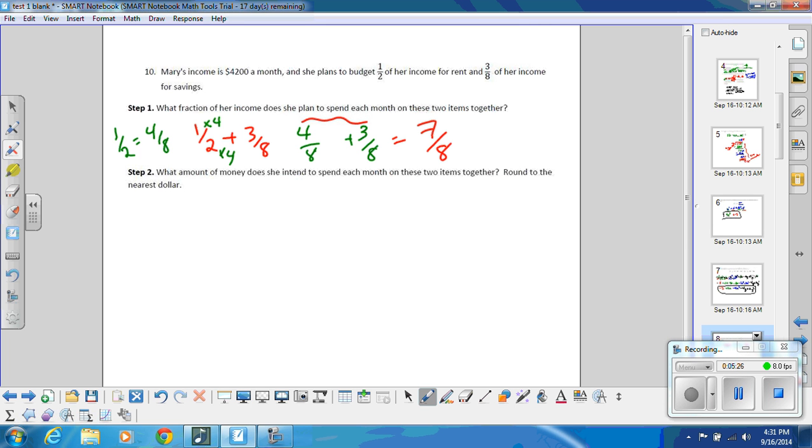The next part says, what amount of money does she intend to spend? So in this case, I need to multiply. I need to take 7/8 and multiply by her income, $4,200. Now, this step is something you can do in the calculator. I don't think most teachers are going to say you have to show work here, because if you multiplied it out like that and did 7 times 4,200, it's going to be a pretty big number. You can, but I would say it's not that necessary. So in this case, you should end up with the answer of 3,675. So that's how much money she's spending every month for her rent and saving for her future. How frugal of her.